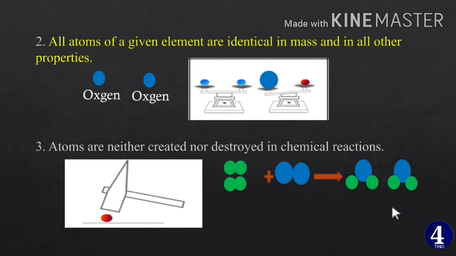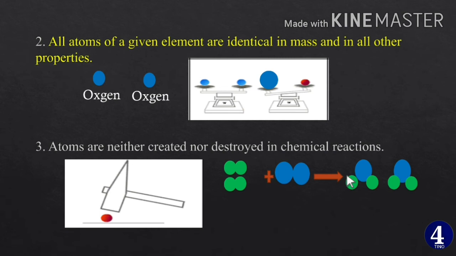The only thing that happened was rearrangement of their position because of a chemical reaction. First, this was bonded with this one, but after a reaction, this is bonded with this one, and this one is bonded with this two. So what happened is atoms just rearranged their place in order to create a chemical reaction. That is the other point that you can consider from this image.